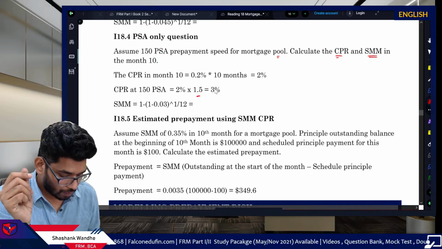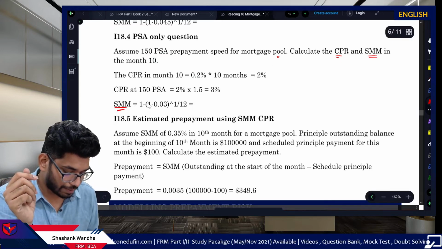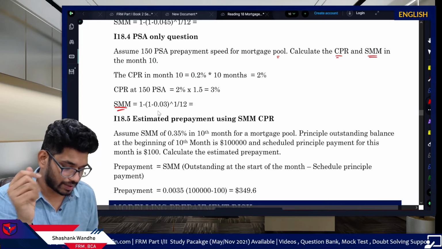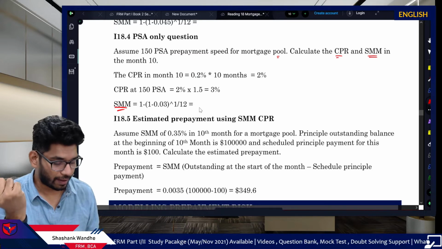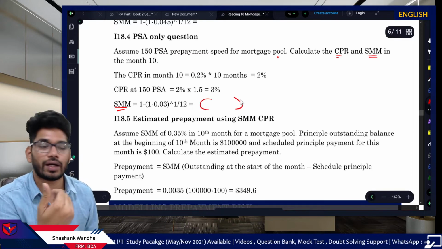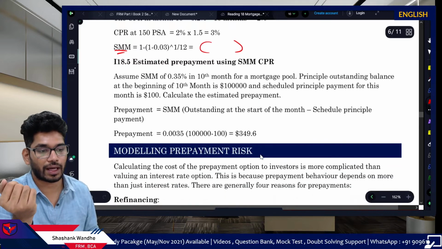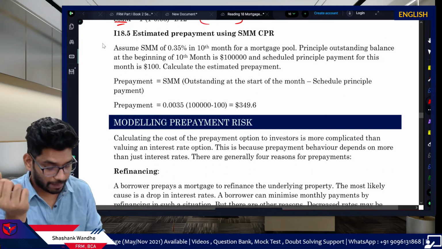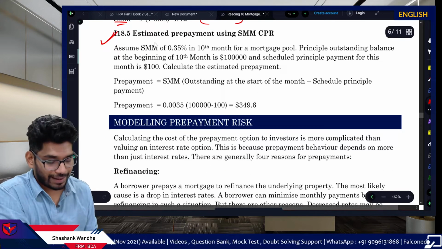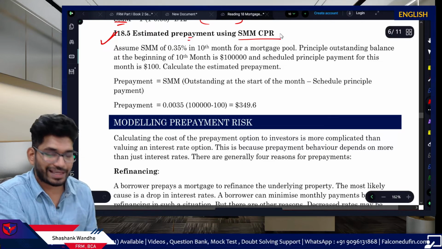And now SMM. SMM is equal to 1 minus 0.03 to the power 12. Whatever is the answer is your SMM rate, single monthly mortality rate. Next is a very important question: estimating prepayment using the SMM and CPR.